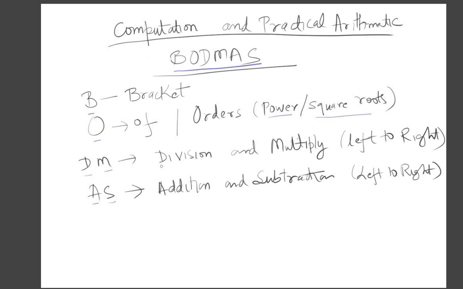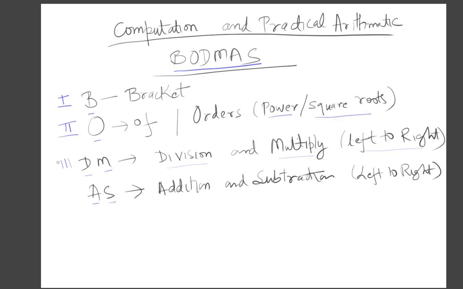D and M: D stands for division, M stands for multiplication, left to right. We'll come to that in a moment. A stands for addition and S stands for subtraction, again left to right. Now that's the order of precedence. So in any expression, B, the brackets, carries the maximum precedence. Then comes your O, your 'of' or the order.